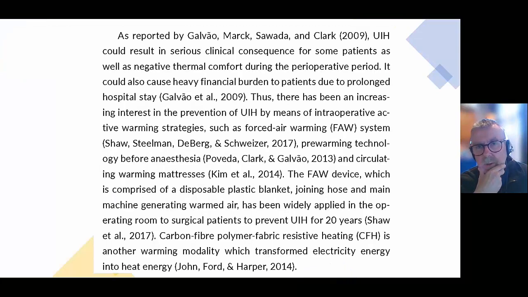So continuing with their introduction, they then go on to talk about the clinical consequences for a patient suffering from hypothermia, as well as the financial burden to the patients, and I suppose we can assume by implication to the NHS. We are then introduced to the 2 approaches that will be the focus of this systematic review, namely the forced air warming, FAW, system and the carbon fibre polymer fabric resistive heating, or CFH, system. The FAW system, we are told, has been in use for the last 20 years. They omit, unfortunately, to say how long the CFH system has been in use.